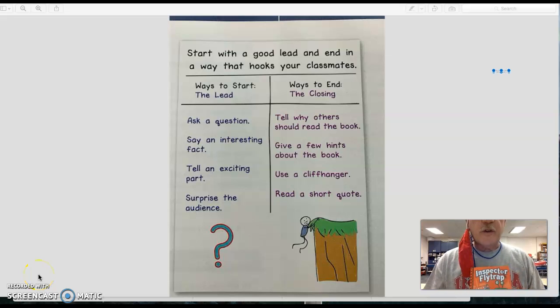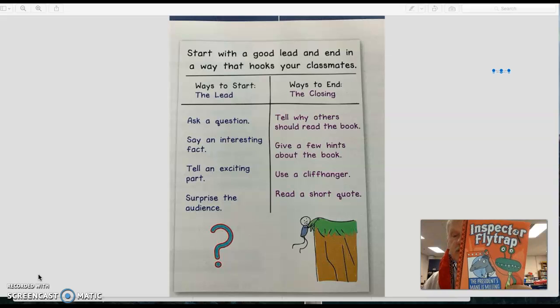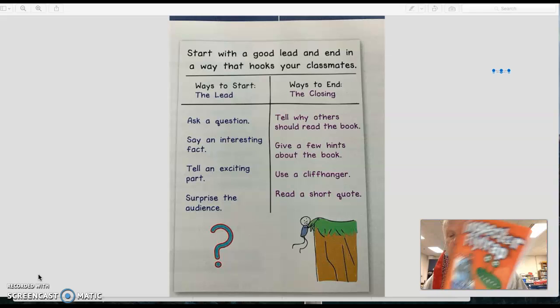Today's lesson is starting with a good lead and ending in a way that hooks your classmates using a book talk. So, imagine that a Venus flytrap plant could be a big-time detective. An Inspector Flytrap. If you read this book by Thomas Engelberger, you will see how this can really happen, at least in this story. We know by looking at the picture that the flytrap is wearing a tie.